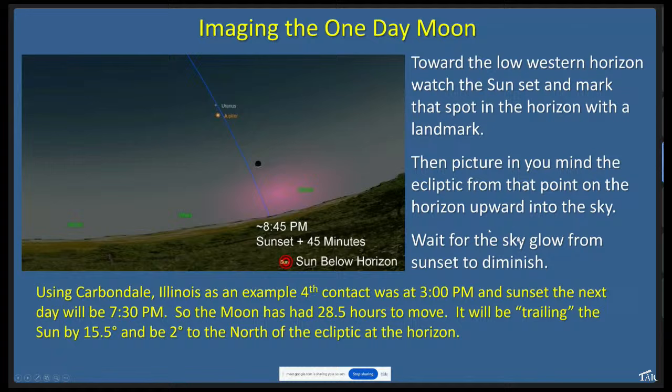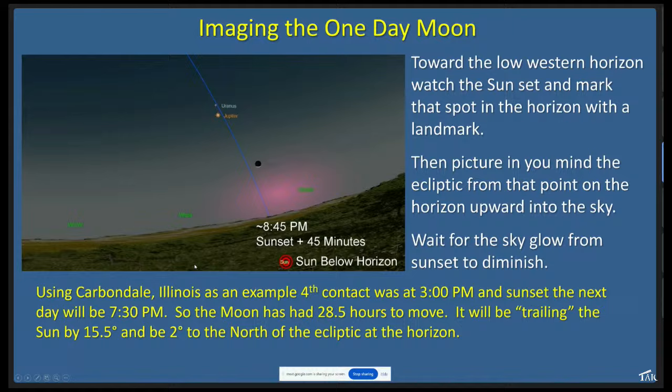I've just used an example, Carbondale, Illinois, for fourth contact, which is at 3 p.m. And sunset the next day is at 7:30 p.m. So the moon has had 28 and a half hours to move. So the day after the eclipse, it will be trailing the sun by 15.5 degrees and will have moved to the north of the ecliptic at the horizon about 2 degrees.